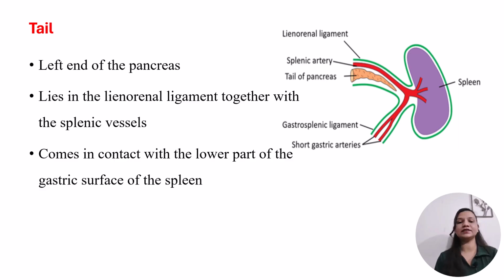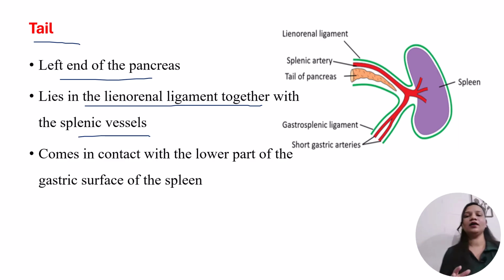Then the last part is the tail of pancreas. It is actually the left end of the pancreas and it lies in the lieno-renal ligament together with the splenic vessels. As I have already told, the tail lies very close to the spleen, and it lies in this lieno-renal ligament, which is also called the spleno-renal ligament, and this is the ligament which joins the spleen with the kidney. That is why it is called spleno-renal or lieno-renal ligament. And in this ligament, the tail of pancreas is present along with the splenic vessels.